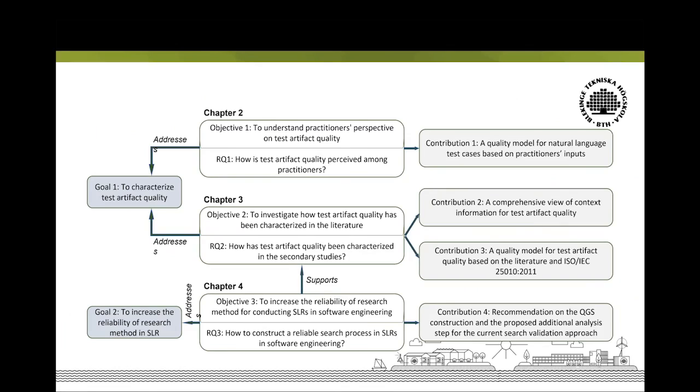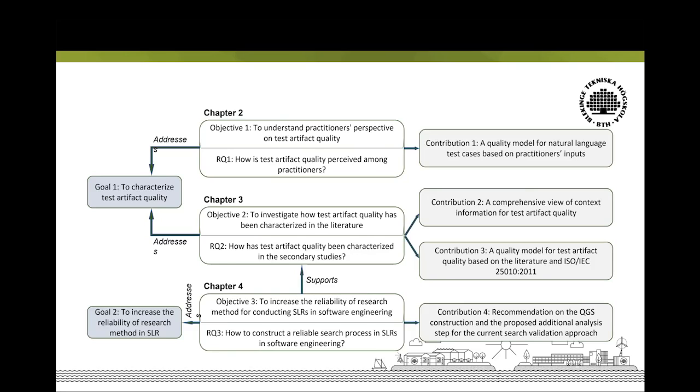The first goal is to characterize test artifact quality. And we came up with the second goal by conducting one study, where we understood that it is also important to increase the reliability of such methods in systematic literature review. So based on these two goals, there are 3 studies addressing them.